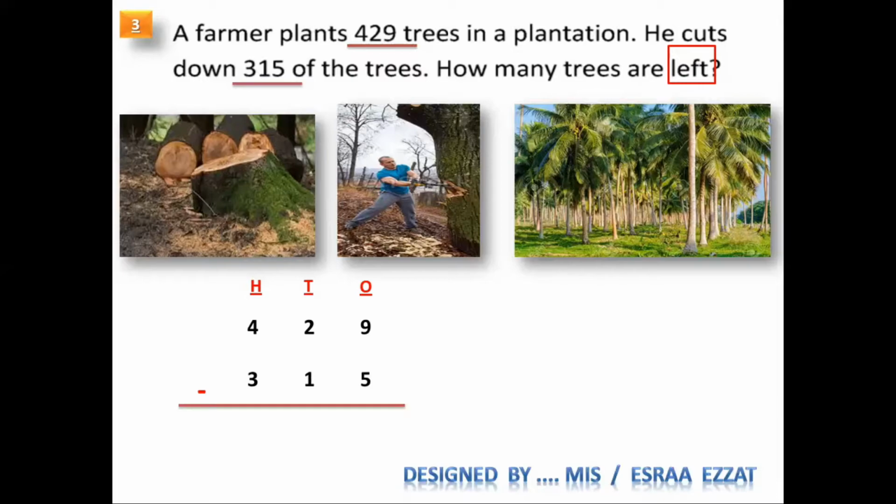To get the difference between these two numbers, let's start subtracting ones at first. Here in ones, we have 9 and 5. 9 minus 5 equals 4. Let's move to tens. We have here in tens 2 and 1. 2 minus 1 equals 1. Let's move to hundreds. 4 minus 3 equals 1. So there are 114 trees left.